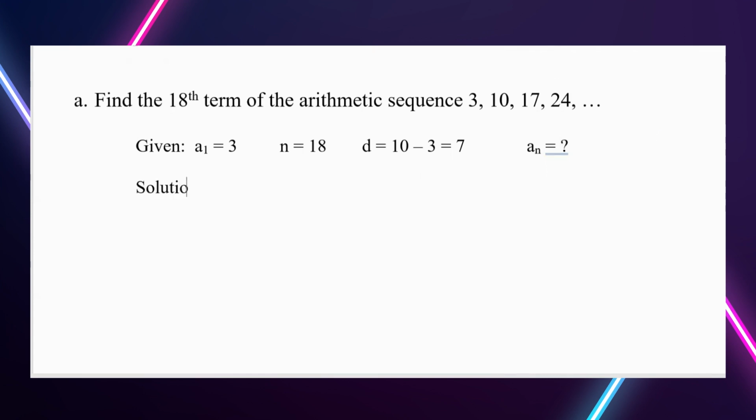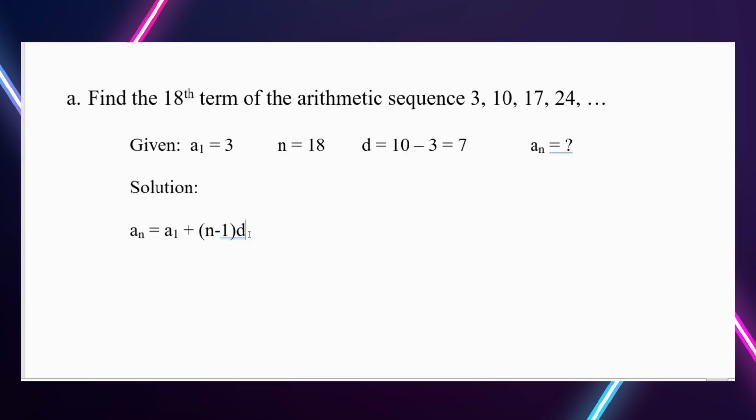Let us have our solution. Using the formula of the arithmetic sequence, a sub n is equal to a sub 1 plus n minus 1 times the common difference, we can easily find the value of the 18th term. So let us substitute the values in the equation. So our first term is 3 plus the nth term is 18 minus 1 multiplied by the common difference, which is 7.